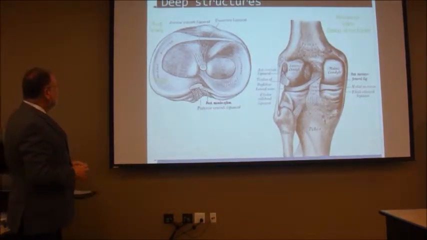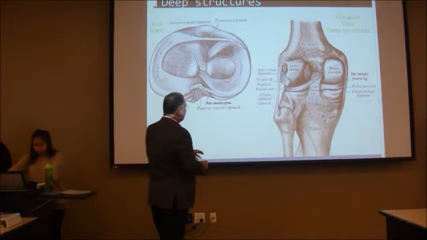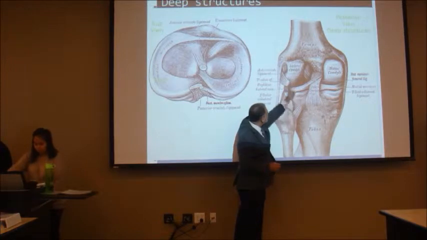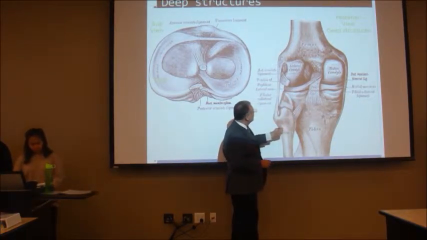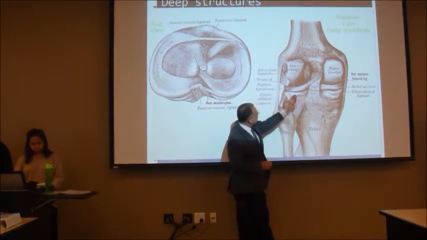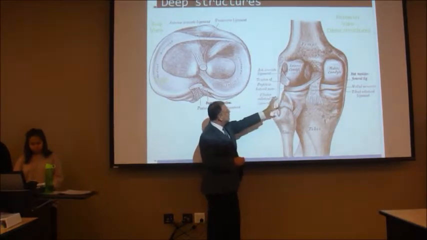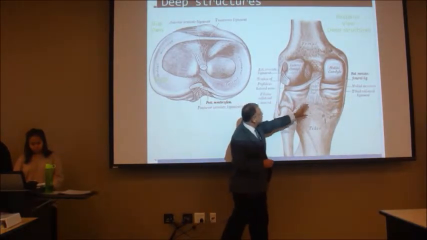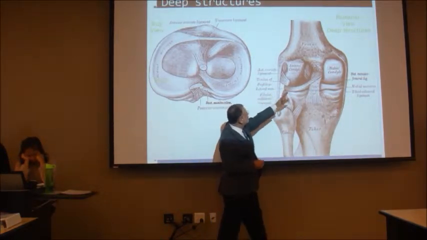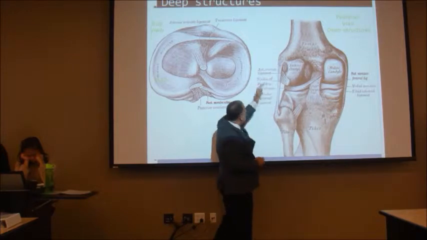So here the important thing is, remember I said on the lateral side, the fibula, that's where the tendon of the popliteus muscle is, you're going to be able to see it. You're going to have the posterior cruciate ligament that is extra articular in the most posterior aspect, and the anterior cruciate ligament goes from medial to lateral.